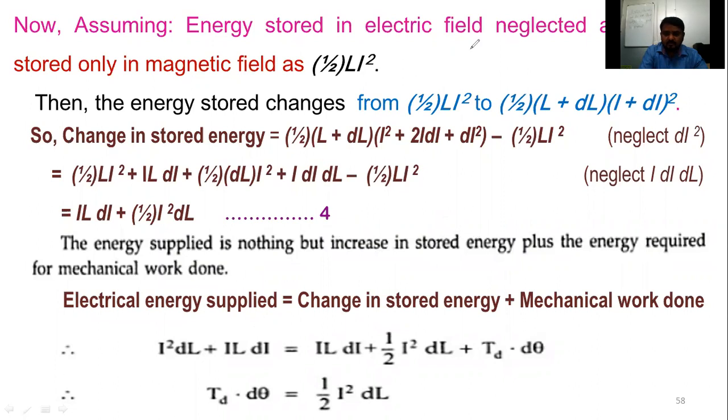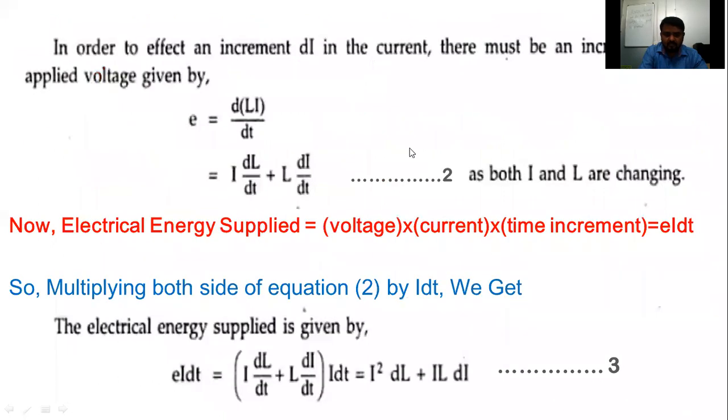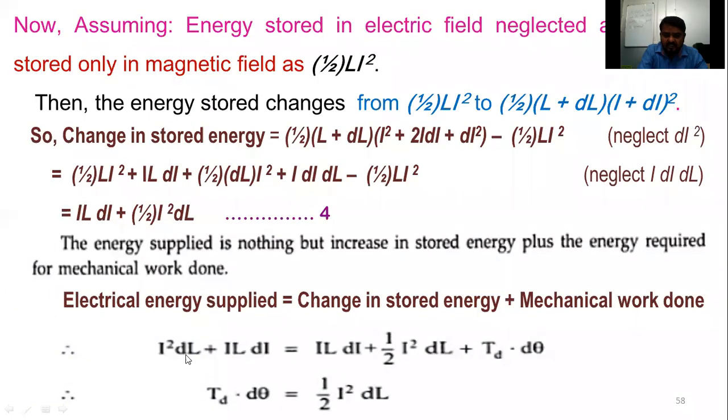Equation number 3 is nothing but the energy supplied, the electrical energy supplied. So electrical energy supplied, EI dt, is nothing but I square dL plus IL dI. Now I will write I square dL plus IL dI equal to the change in stored energy.